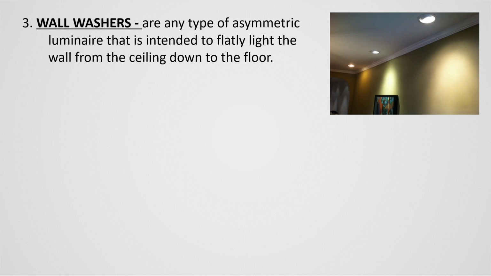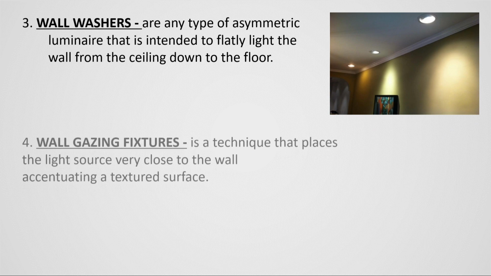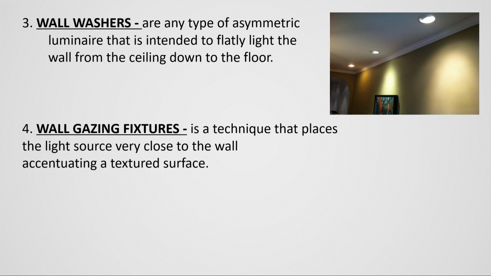Third common type of luminaires is wall washer. Wall washers are any type of asymmetric luminaire that is intended to flatly light the wall from the ceiling down to the floor. A lighting technique that uses indirect vertical light to create a uniform wash of light on a wall. Fourth common type of luminaires is wall grazing fixtures. Wall grazing is a technique that places the light source very close to the wall, accentuating a textured surface.